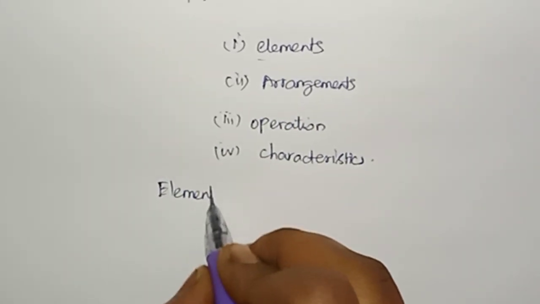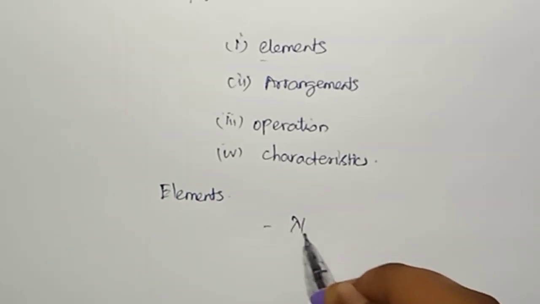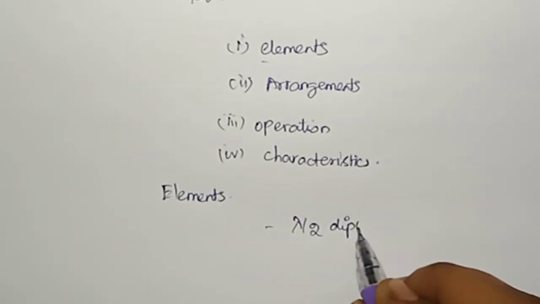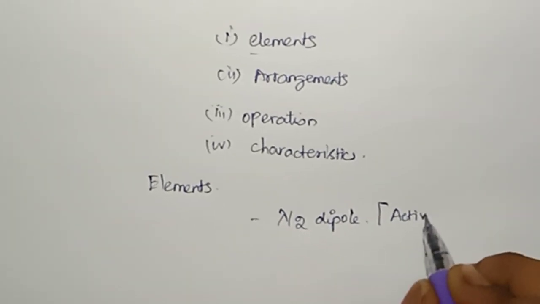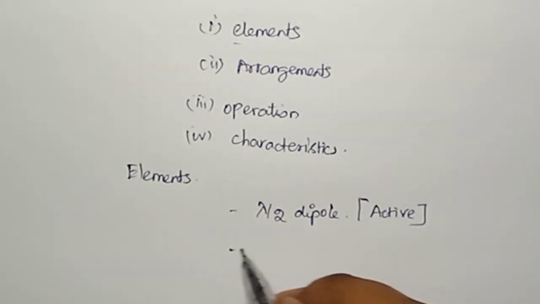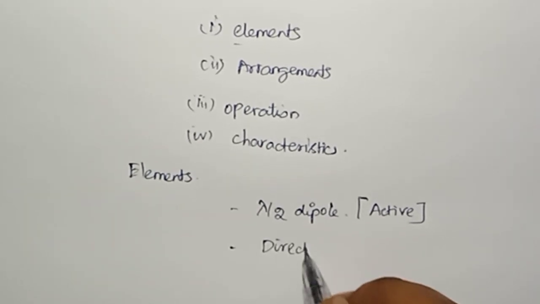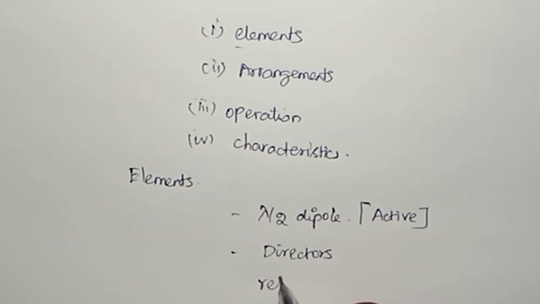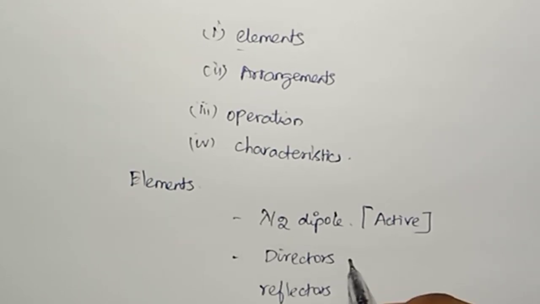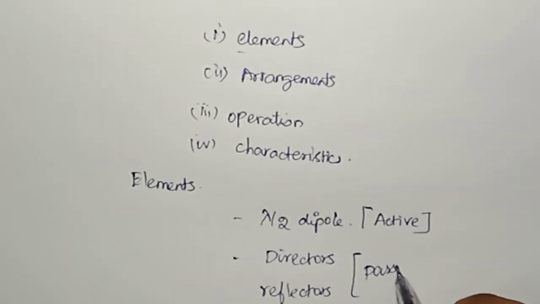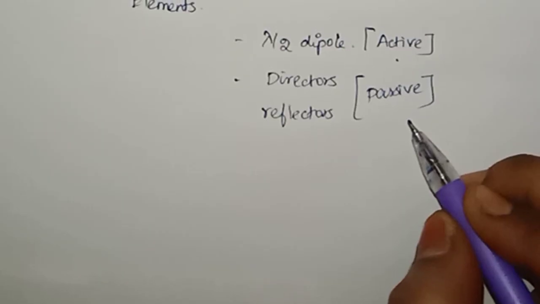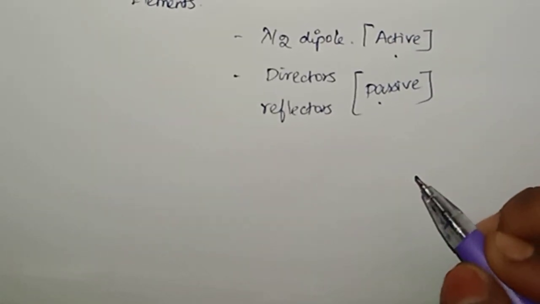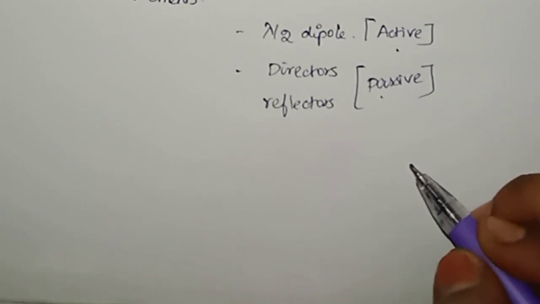First, elements. What are the elements used in a Yagi antenna? Half-wave dipole, which is simply called the active element. The second one is directors, and the third one is reflectors. These are passive elements. Here we know the difference between active and passive elements. An active element is like a source, and a passive element means it makes use of that source.